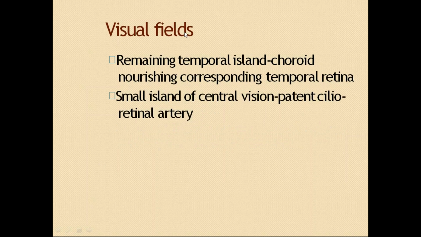Further, the second investigation you are supposed to do is visual fields, and the third one is ocular tomography. So the remaining temporal iris, choroid nourishing the corresponding temporal retina. Small central vision is present if the patient has a cilioretinal artery. Always remember, if a patient with CRAO has central vision, then you have to guess that the patient has a cilioretinal artery, which will be supplying the foveal region. So that part will be spared. So the patient will have only central, tubular vision. All the peripheral vision will be lost.